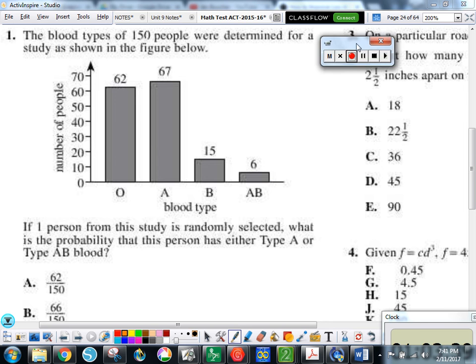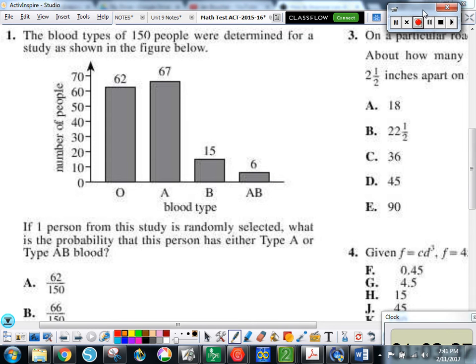All right, welcome to the practice ACT. We are going to do this, I think, for the first maybe 5 or 6 questions. We are going to do them together, and I'm going to try to give you some strategies on how to make your score go up.